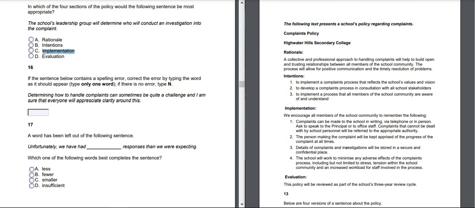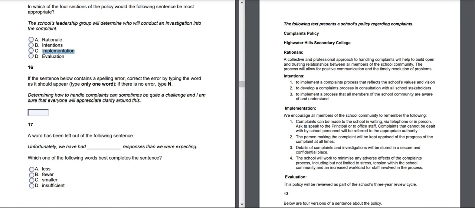They store your complaints, and then they try to minimize any adverse effects. And this actually fits well in that somebody from the school's leadership group will determine who will conduct the investigation into that complaint. So yes, definitely implementation. Even without reading this properly, just knowing what implementation means, which is obviously from the original word implement, will definitely push you in that direction. But just reading this and understanding what it's saying will help solidify your confidence in your response.